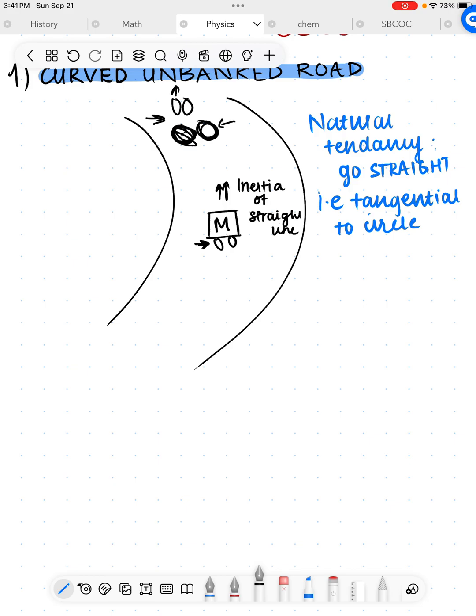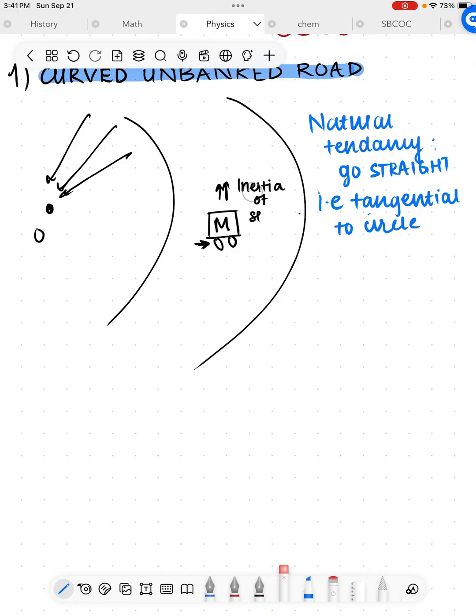We need another force that is acting here. We need a centripetal force that is acting towards the center at every point, which is balancing out the inertia of straight line for the car. We need a force that is nothing but centripetal force that will balance out the inertia of straight line for the car. ठीक है.